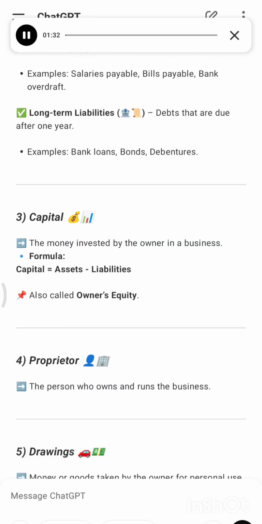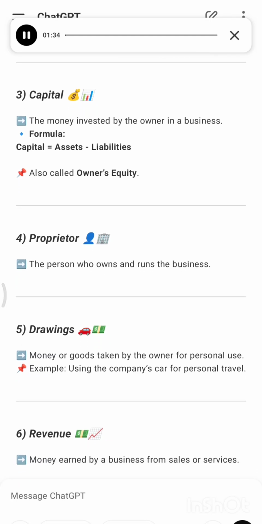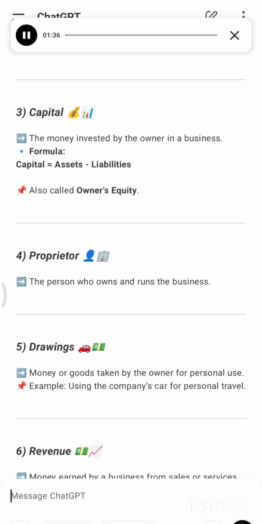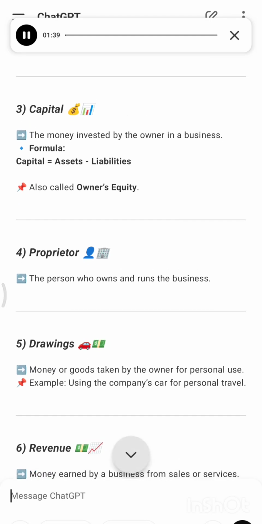3. Capital, the money invested by the owner in a business. Formula: capital equals assets minus liabilities, also called owner's equity. 4. Proprietor, the person who owns and runs the business. 5. Drawings, money or goods taken by the owner for personal use. Example: using the company's car for personal travel.